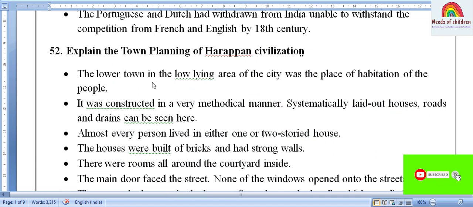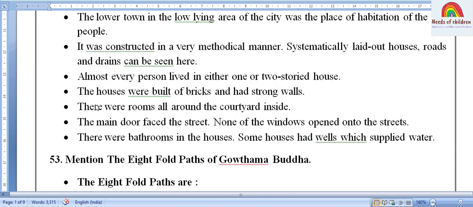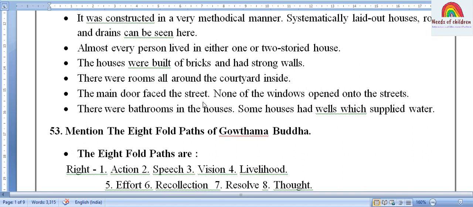The lower town in the low lying area of the city was the place of habitation of the people. It was constructed in a very methodical manner, systematically laid out houses, roads and drains can be seen here. Almost every person lived in either one or two storied house. The houses were built of bricks and had strong walls. There were rooms all around the courtyard inside. The main door faced the street.